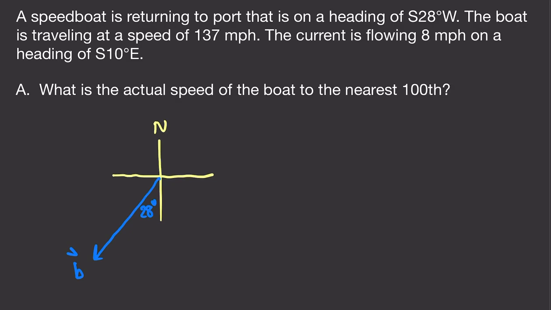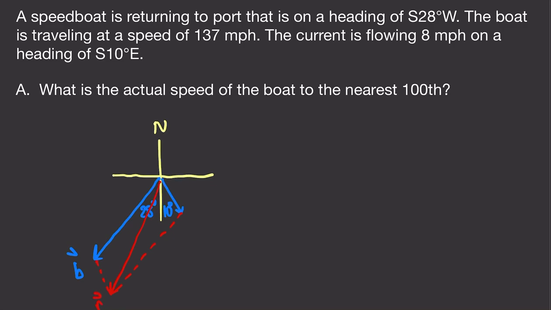Okay, so next we've got the current. The current is flowing at 8 miles per hour on a heading of south 10 degrees east. We want to draw these to scale, so 8 miles per hour is a lot smaller than 137 miles per hour. This vector would be shorter, and this angle right here is going to be 10 degrees. Okay, so next we're going to construct our resultant. The easiest way to do that is to make this parallelogram, and then I know this right here is going to be the resultant vector.